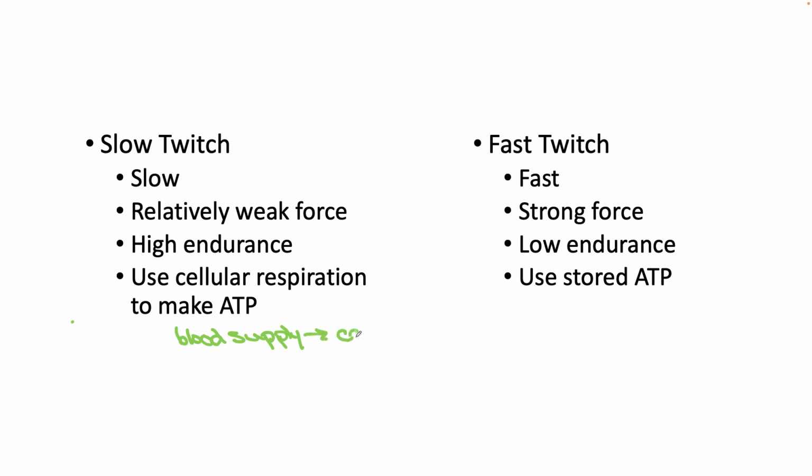So you're going to see a lot of capillaries and a lot of blood coming to slow twitch muscles. We're also going to have a lot of something called myoglobin. And myoglobin sounds a lot like hemoglobin, right? It's pretty similar. It's a pigment that stores oxygen. So you're going to see a lot of myoglobin in these slow twitch muscles. And remember, myoglobin, just like hemoglobin, is a dark red pigment.